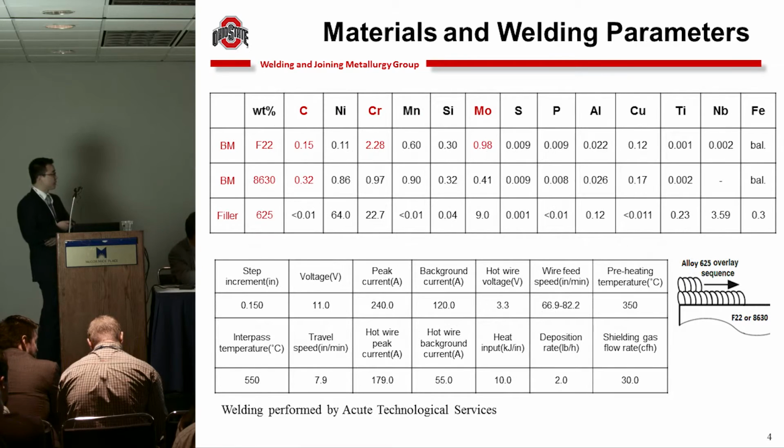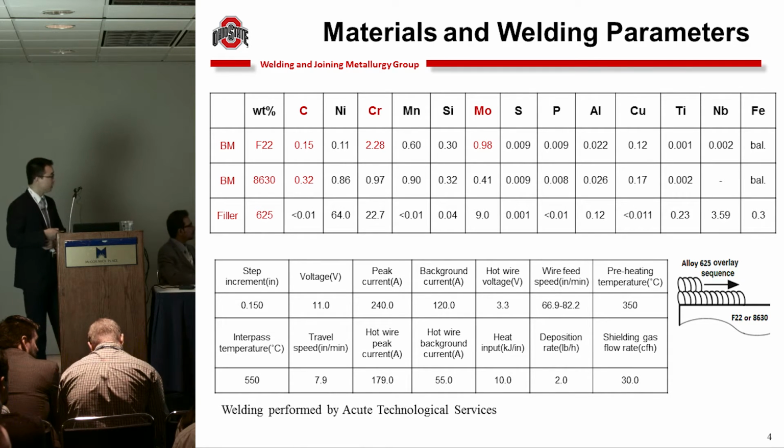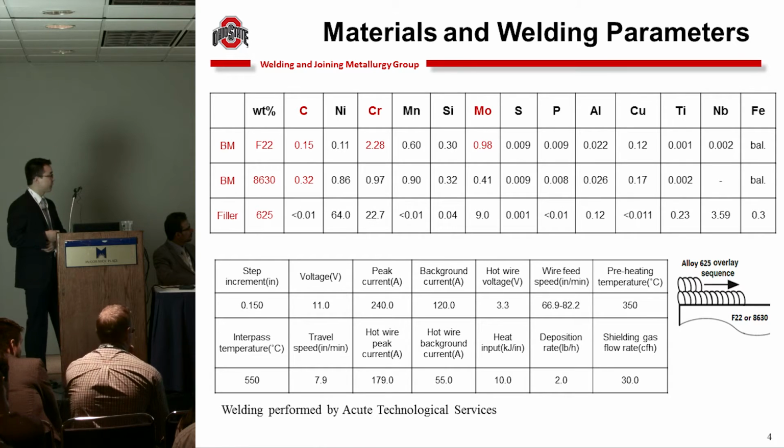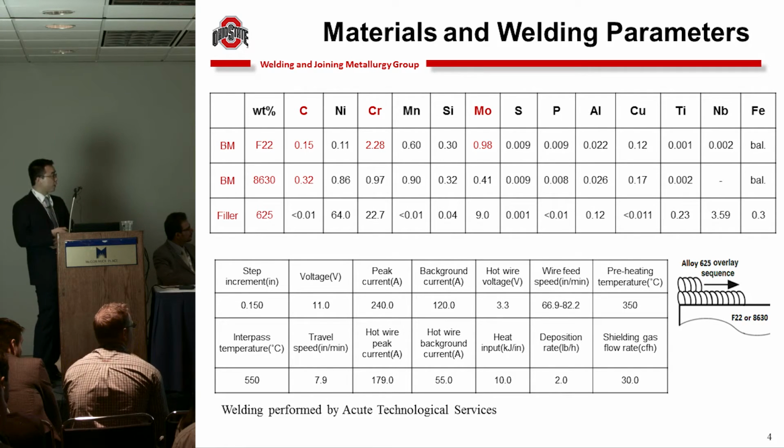There are two types of base metal in the project, F22 and 8630. F22 has only half of the carbon content of 8630, and it contains more chromium and molybdenum, the carbide formers. And the filler metal is 625. The welding parameters are shown in this table, and the welding sequence is shown in this figure. And this welding was performed by Acute Technological Services.